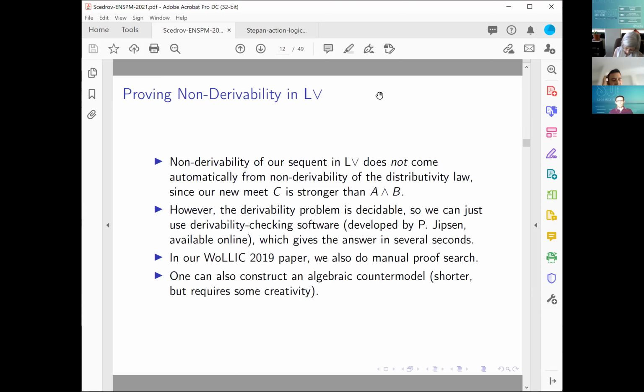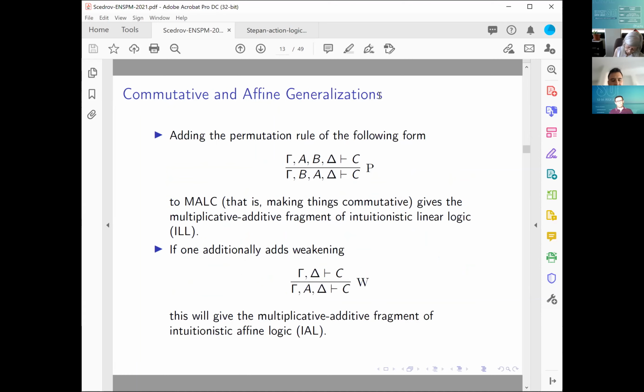In our paper in WoLLIC 2019 and the subsequent journal paper in Information and Computation, we also do manual proof search, okay? Now, if you want to be more adventurous, you can also construct an algebraic counter-model, which in the end is shorter, but it does require some creativity, okay?